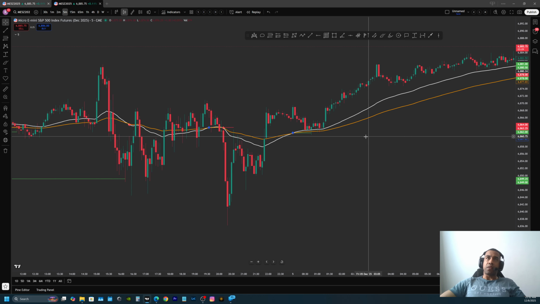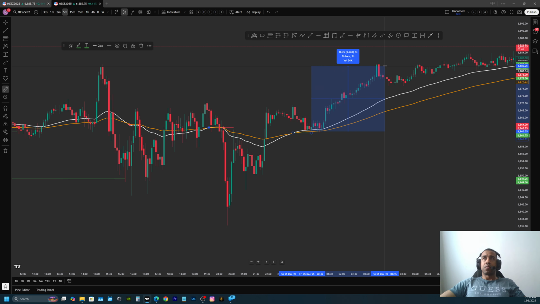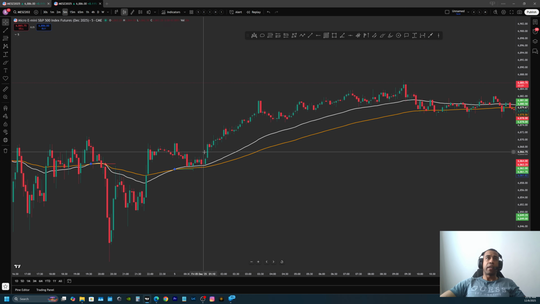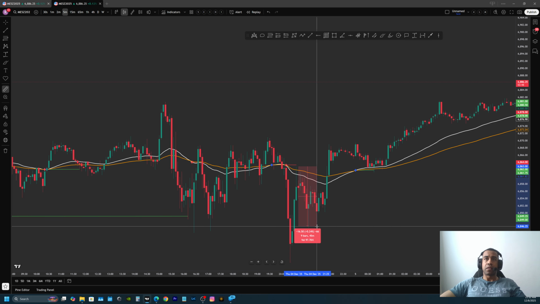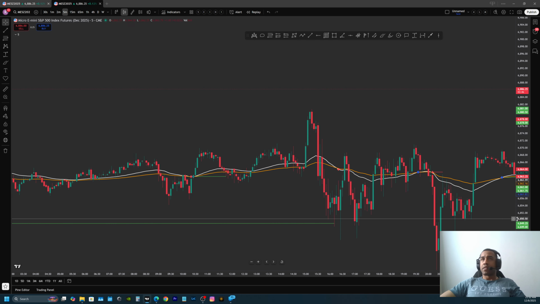Anyways, another cross up over here. Could have entered right there. Boom. And it kept going, okay? Moving average cross down, pullback. You could have entered right there, close enough. And 16 points. You get the idea, right?